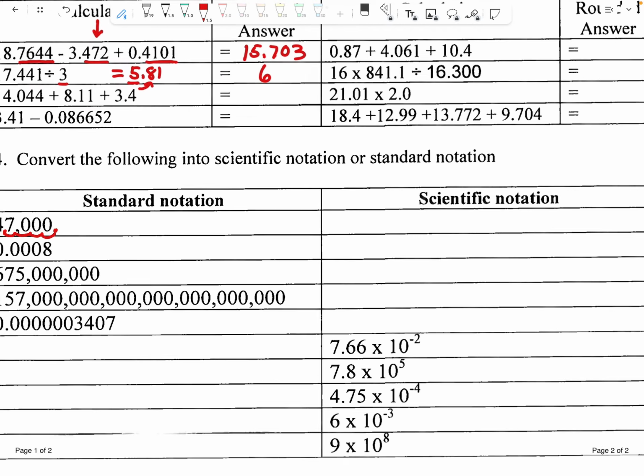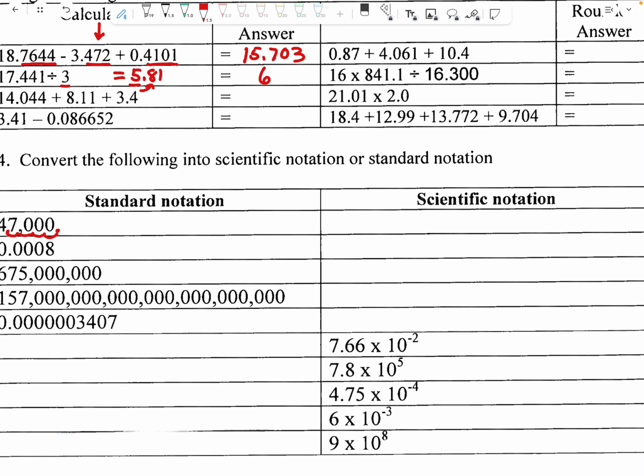So our notation goes like this: 4.7, because that's what we'll write, and then we write times 10, and we counted 4 spaces, so our exponent will be a 4. And so it's read 4.7 times 10 to the 4th power.